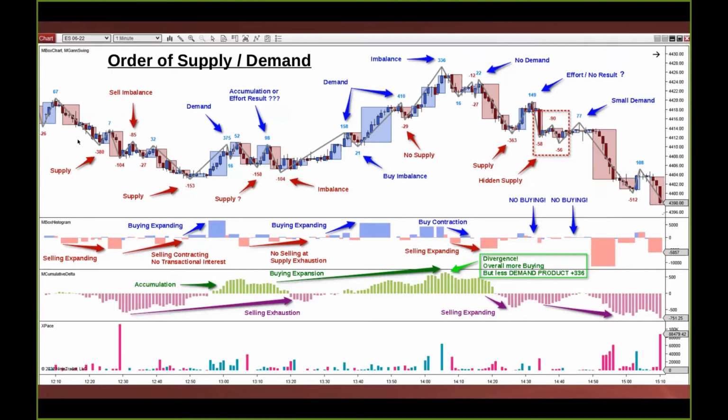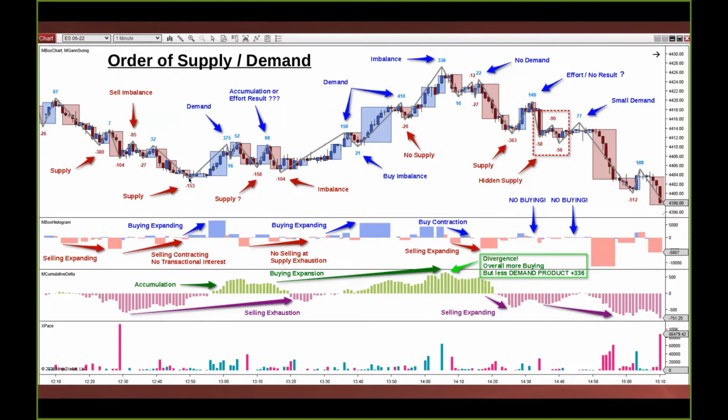On the left-hand part of the chart, we see a big number, minus 380. I define that as supply. Supply is a big number and a lower low. At the same time, we see that selling is expanding in the MBox histogram. It's also expanding in the M cumulative delta, although I didn't draw an arrow here. And the X pace has a spike here for the bids. We get a sell imbalance, which means there's more selling than buying while price is moving up.